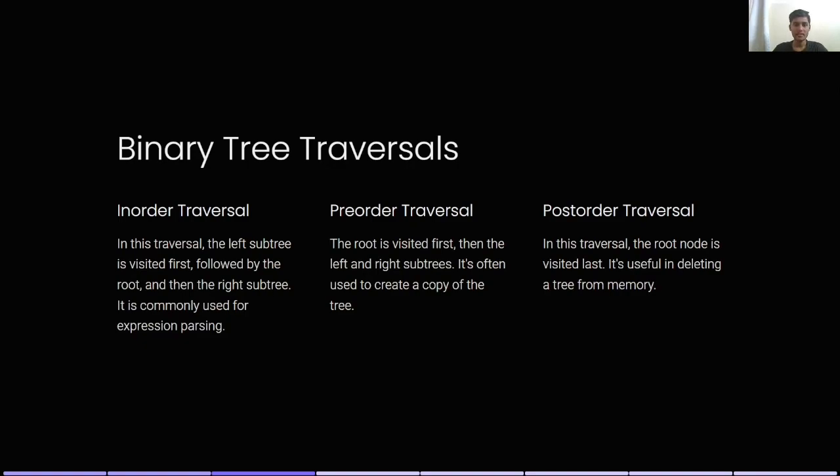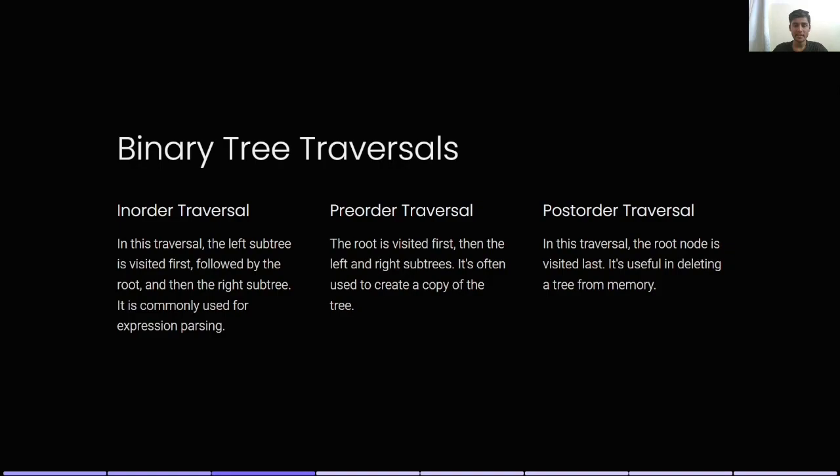Binary tree traversal. In this there are three types. First one is in-order, second one is pre-order, and the third one is post-order. Let's see one by one. The first one is in-order. In this traversal, the left subtree is visited first, followed by the root and then the right subtree. It is commonly used for expression parsing.